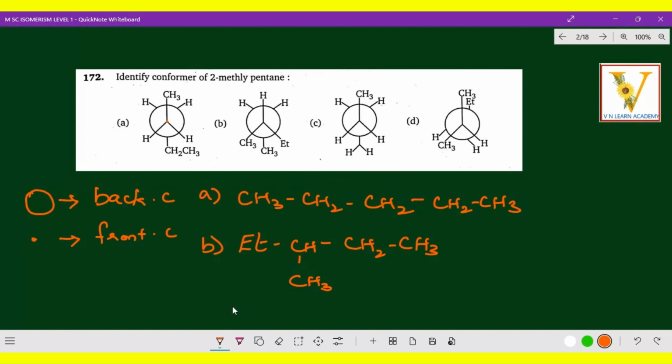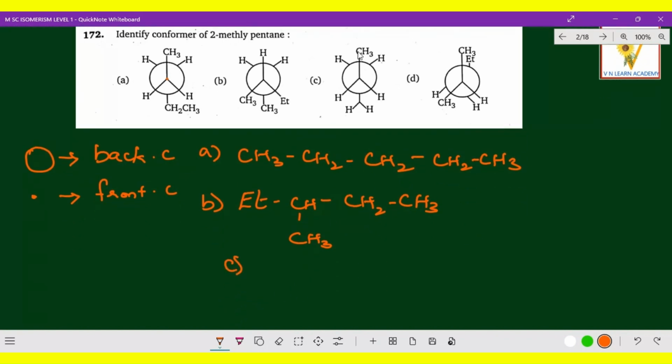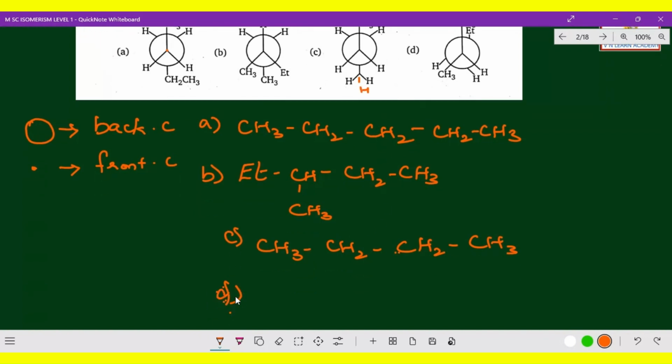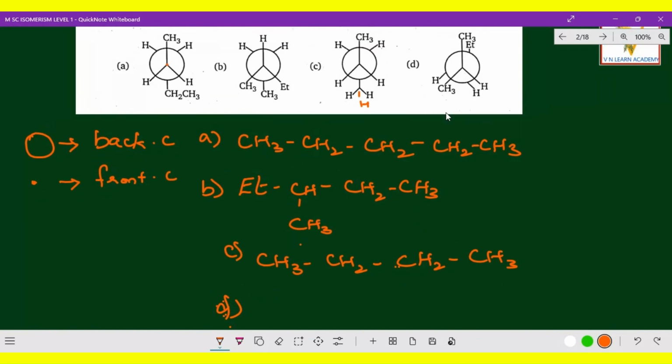Right, now option C: here CH3, CH2, CH3, CH2. Here CH2, CH2, CH3, and CH2, CH3. Here one more hydrogen is actually there. Right, now option D: here CH3, CH3, CH3, CH, CH3. Next one is CH2, ET. ET here, this point, ethyl. Right, now what is the correct option?